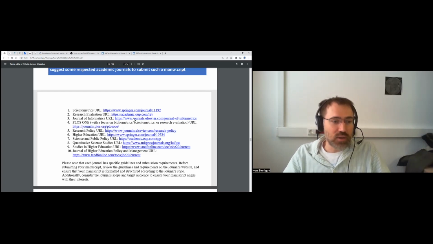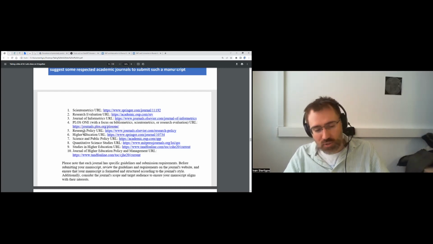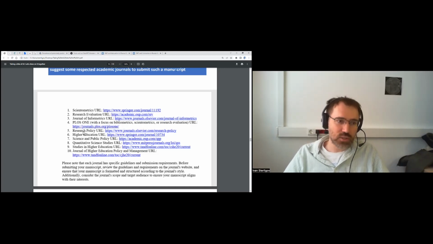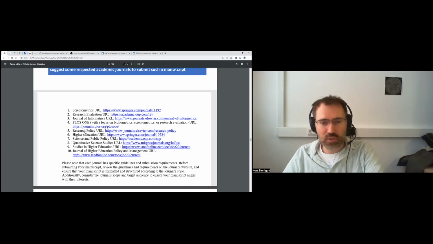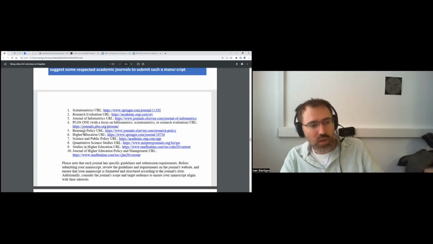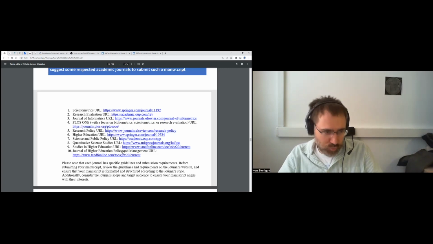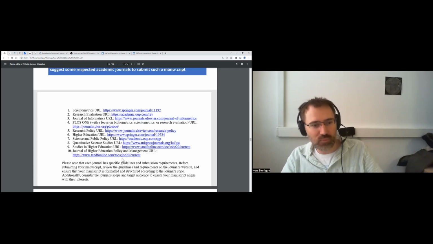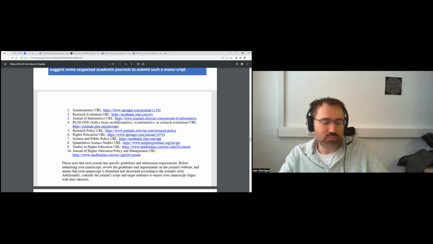All these journals do exist, so these are not hallucinations. These suggestions are mostly spot on. They are good. Some of these journals, I'm not very familiar with, such as Higher Education Policy and Management, but judging from the name of the publisher, it's a respected journal.